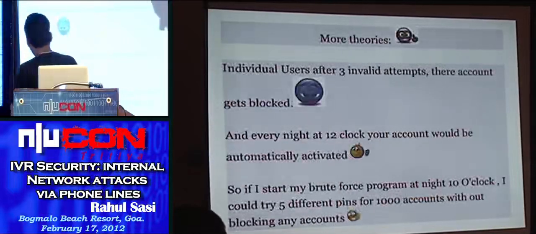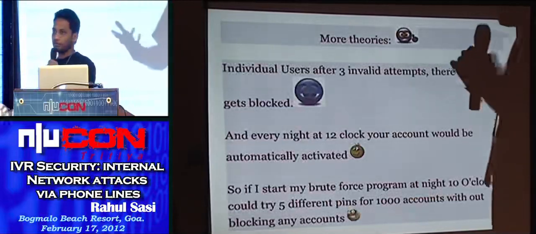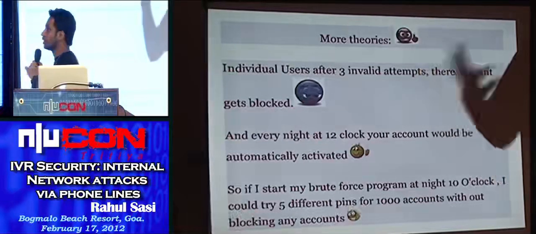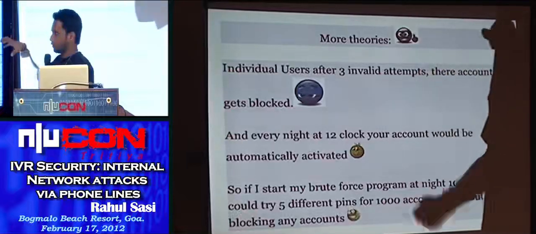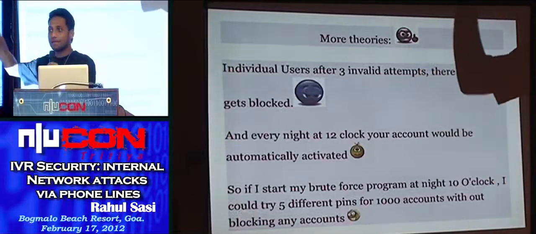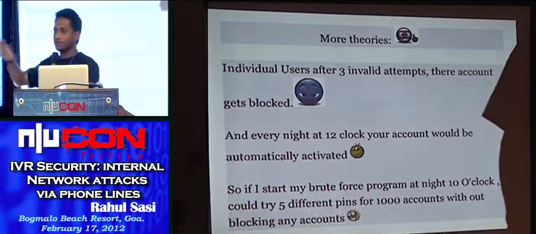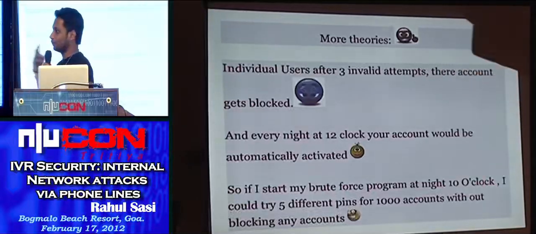the most interesting part with the banks was that for every 3 invalid attempts, your account gets blocked. You ought to be familiar with this. You make 3 invalid attempts, your account gets blocked. But the very interesting part was that at night 12 o'clock, your accounts get reactivated. So it's not a time gap. If I start my brute force at 10 o'clock, at 12 o'clock it gets enabled.